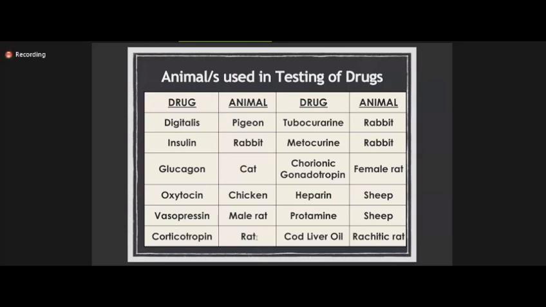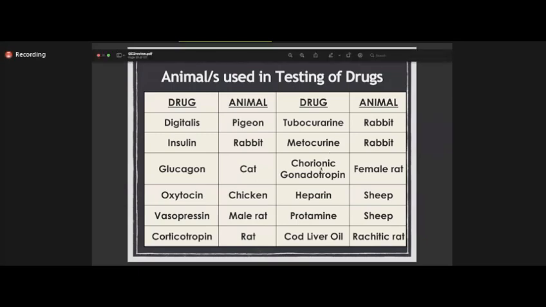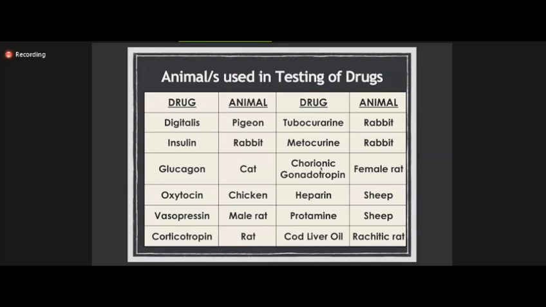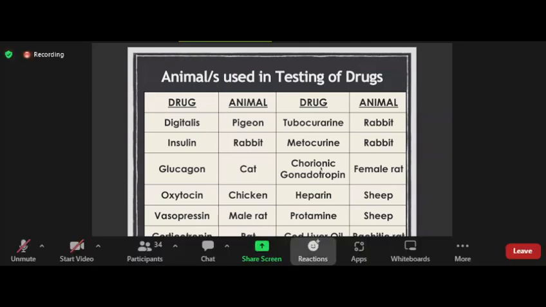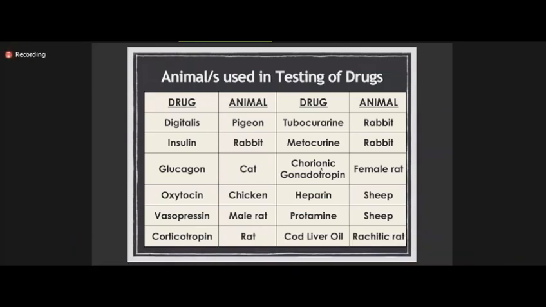corticotropin, so also rat, pwedeng male, pwedeng female, tubocurarine sa rabbit, also metocurine sa rabbit. Ayan. Then we have chorionic gonadotropin sa female rat. So, bakit female? Ano ba tong chorionic gonadotropin? Ito yung tumataas pag buntis ang patient. So, ito yung nade-detect sa pregnancy test. Pag mataas ang HCG mo, mag-double line. So, of course, ang gagamitin mong animal is babae. Female rat.